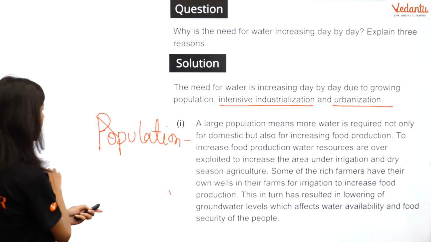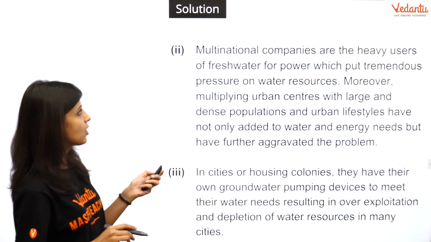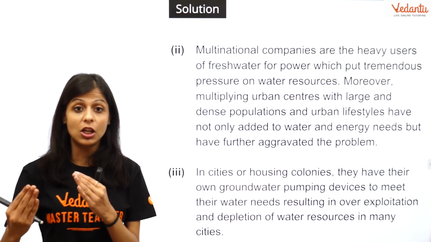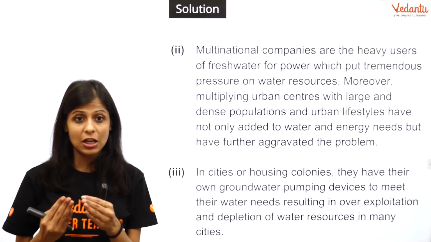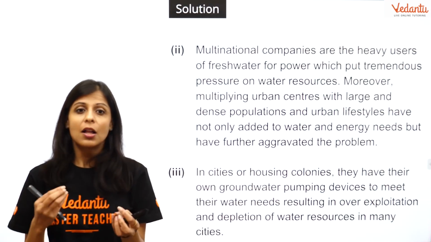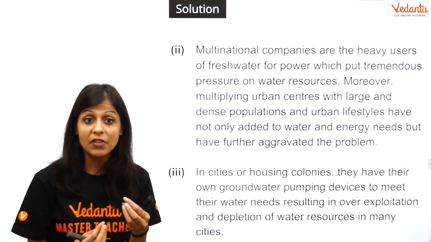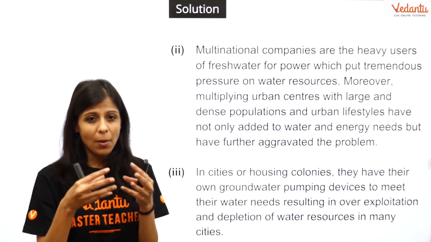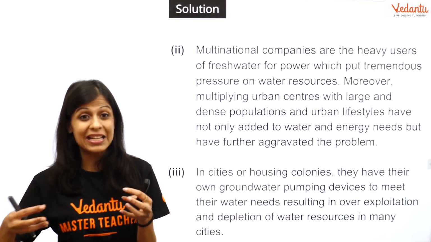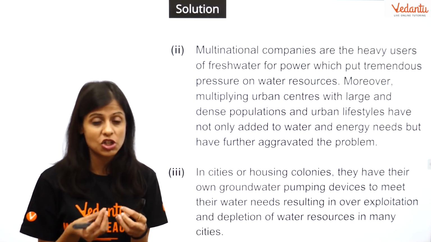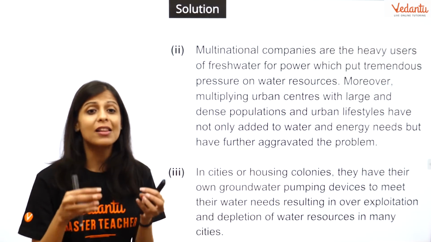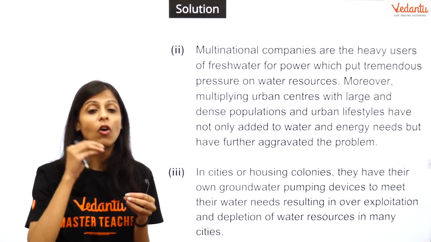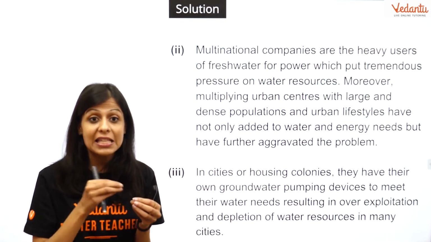The second point I'm going to talk about is intensive industrialization. Of course, because the industries are coming, the multinational companies are taking position in India, and there are a lot of new services that these people are offering. Because of that, the multiplication of urban centers, the people coming there, the migration, the change in lifestyle, all that has added enough stress on the water level, on the water table, on the scarcity of water.